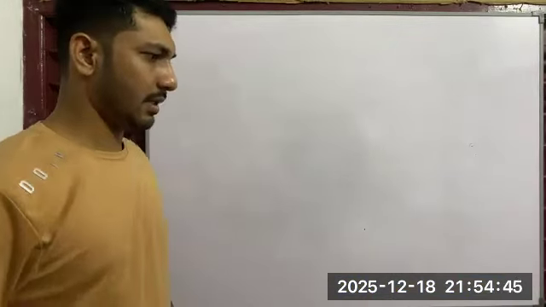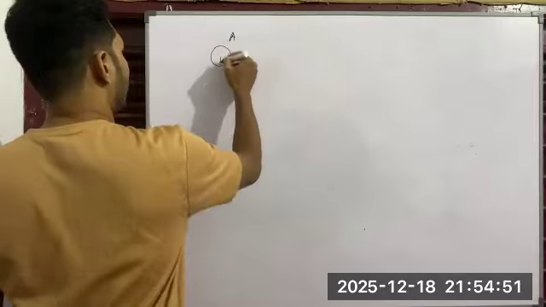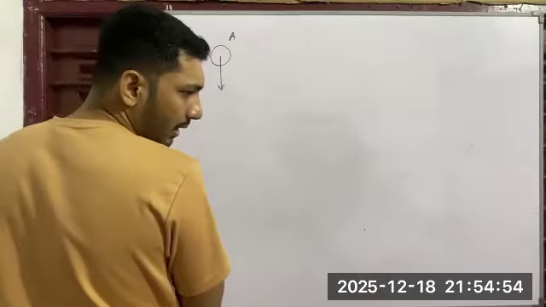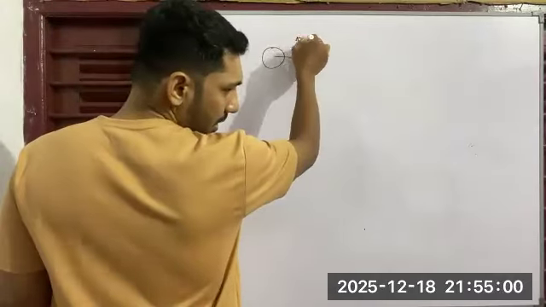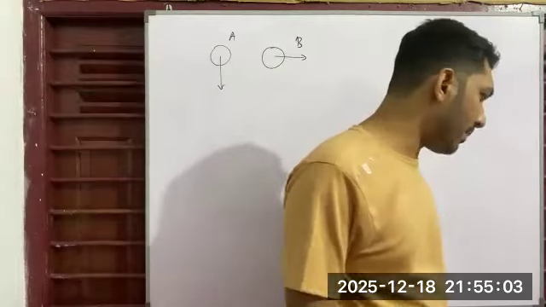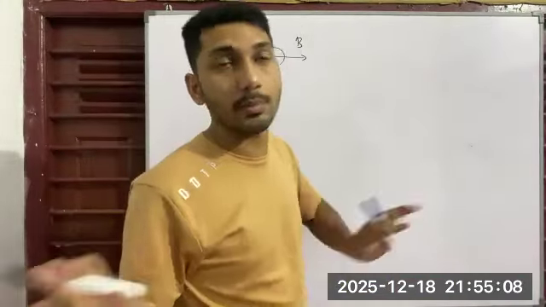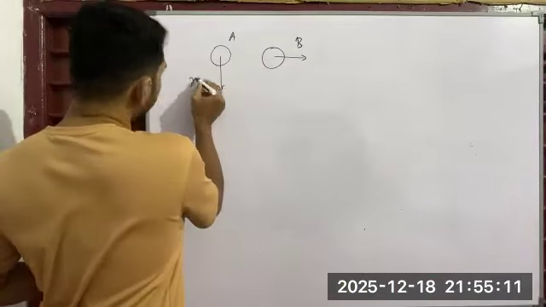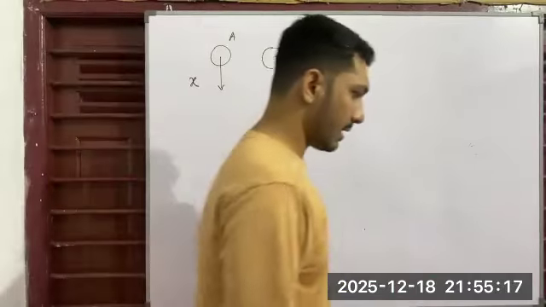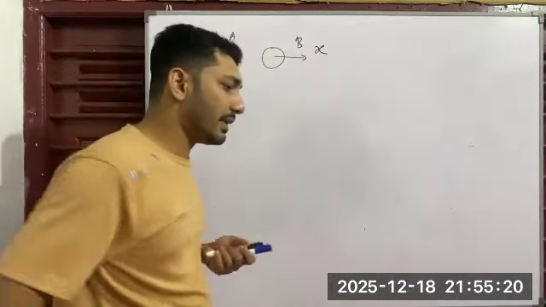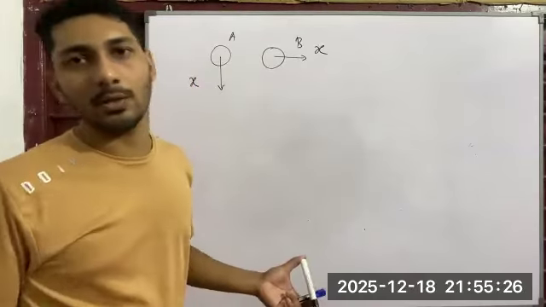Question number 19. Particle A is thrown vertically downwards, while particle B is thrown horizontally from same horizontal level above the ground with same speed. Means they have different directions but same amount of speed. So we'll take it as x and this as also x. But this is vertical velocity, this is horizontal velocity. Neglecting the air resistance, which of the following statements is correct? So which will reach the ground first and which will have greater velocity is the question.